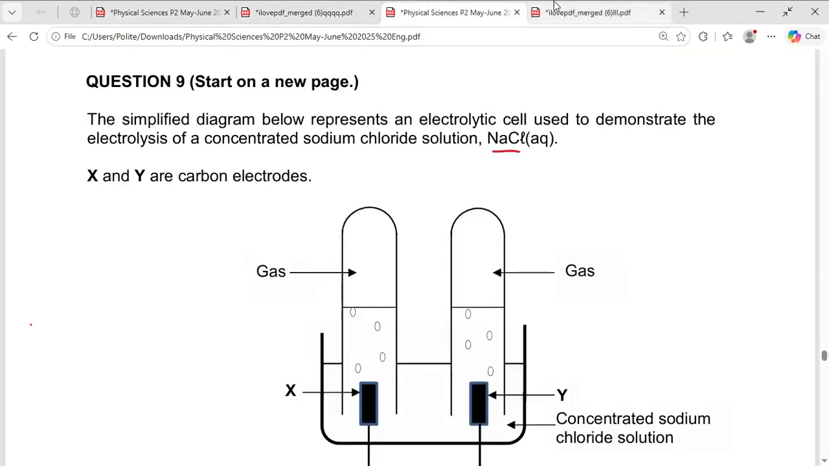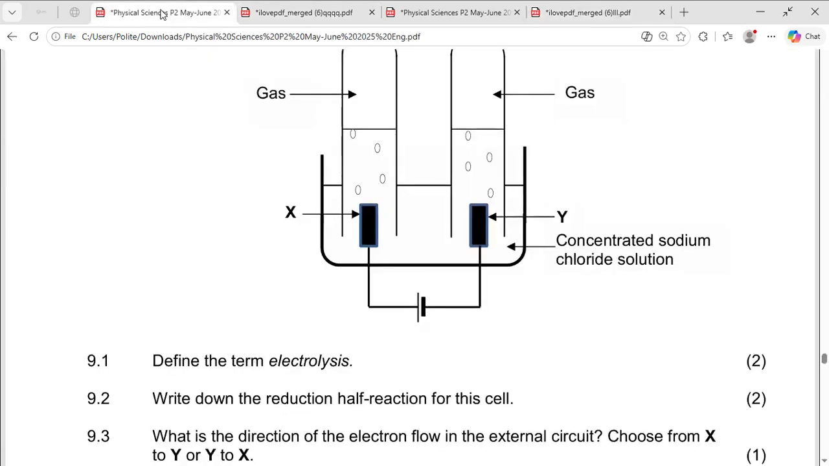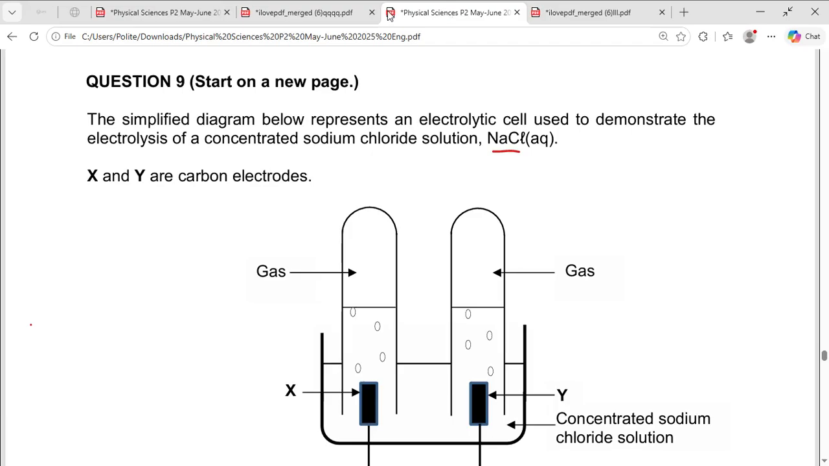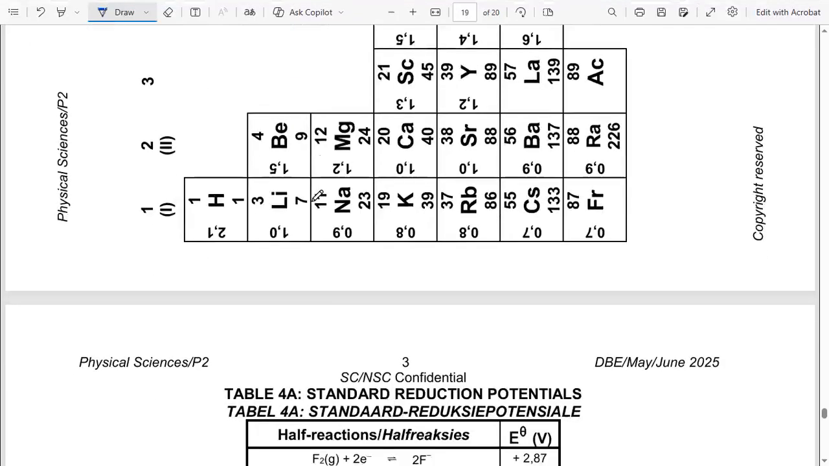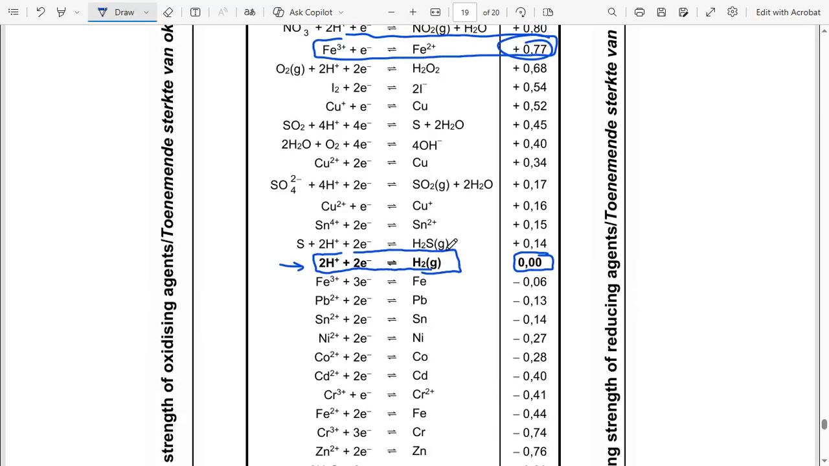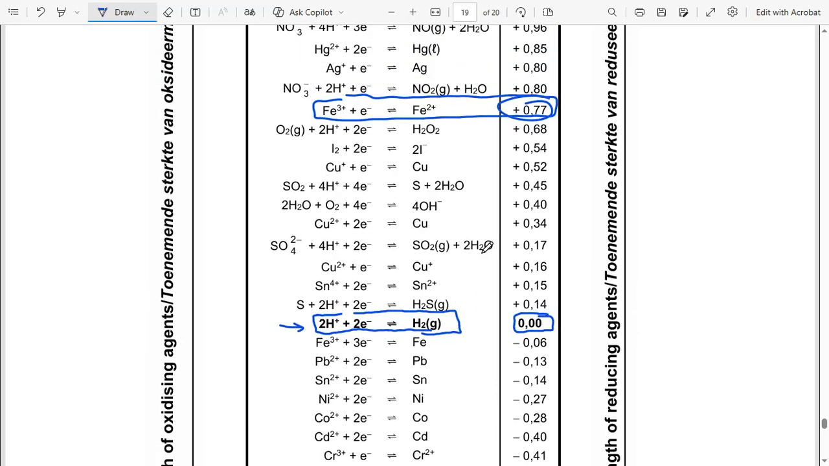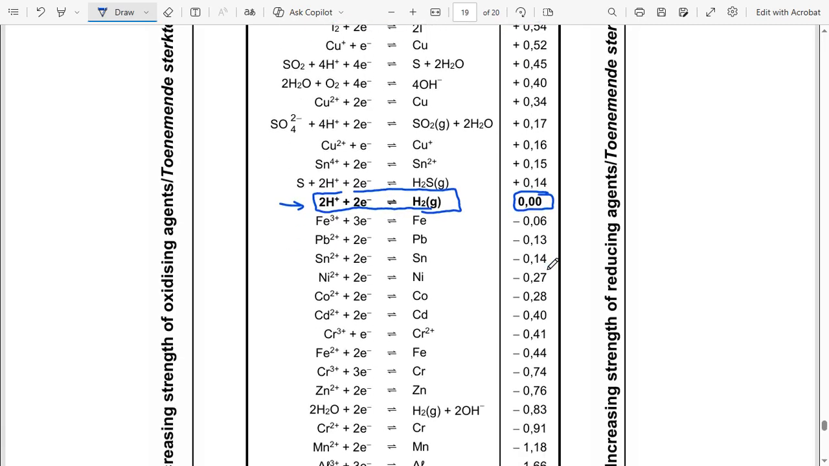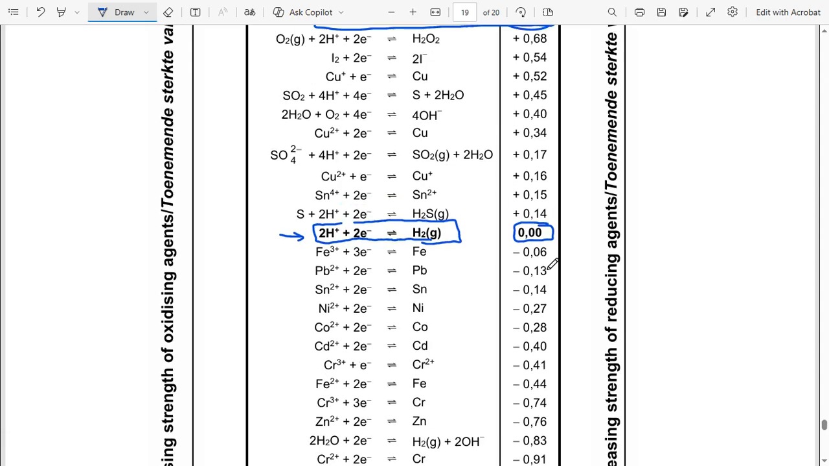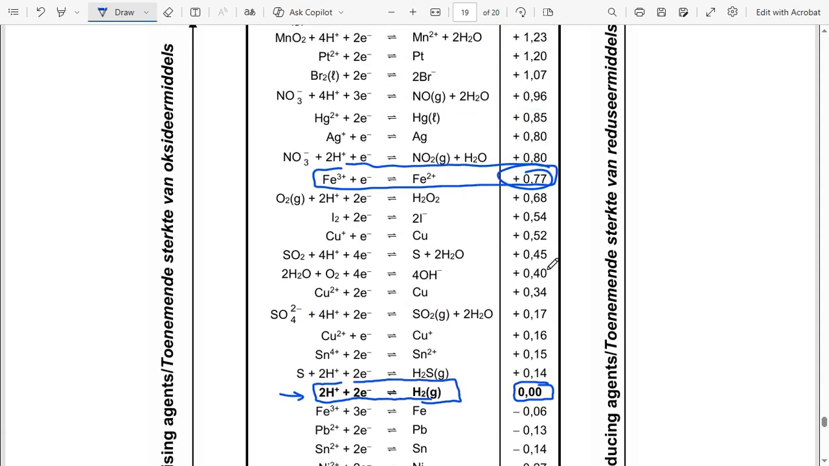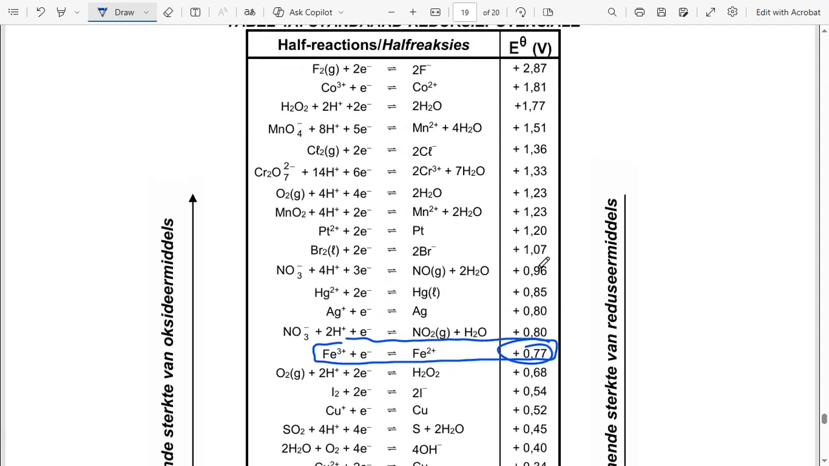Where is that? I'm looking for water. I'm not sure if you guys can see water on your side. H2O, H2O, where are you? Come on, H2O, where are you?